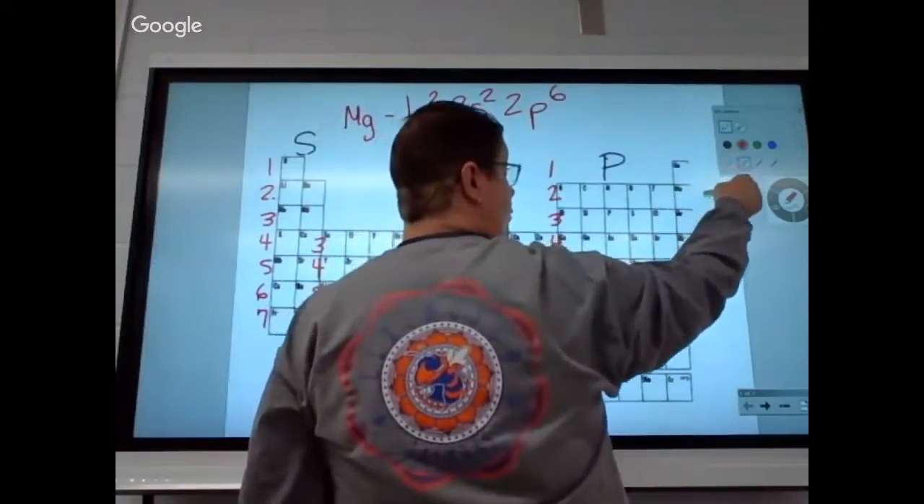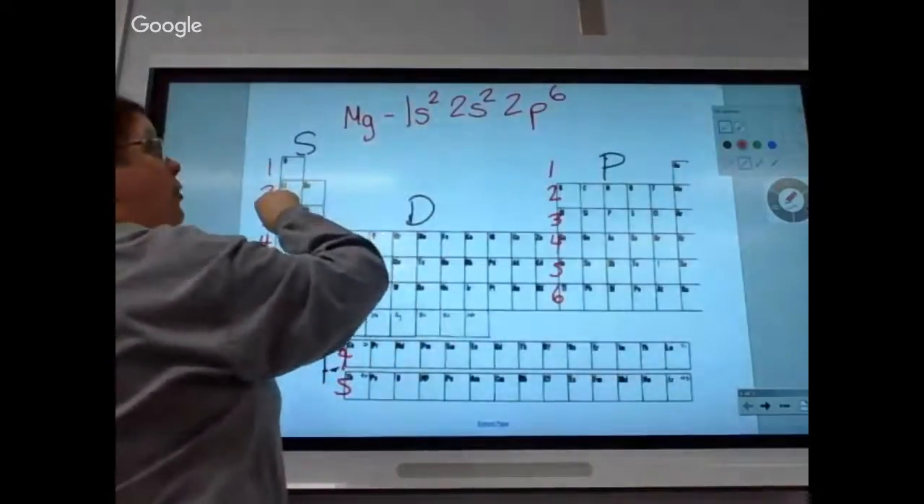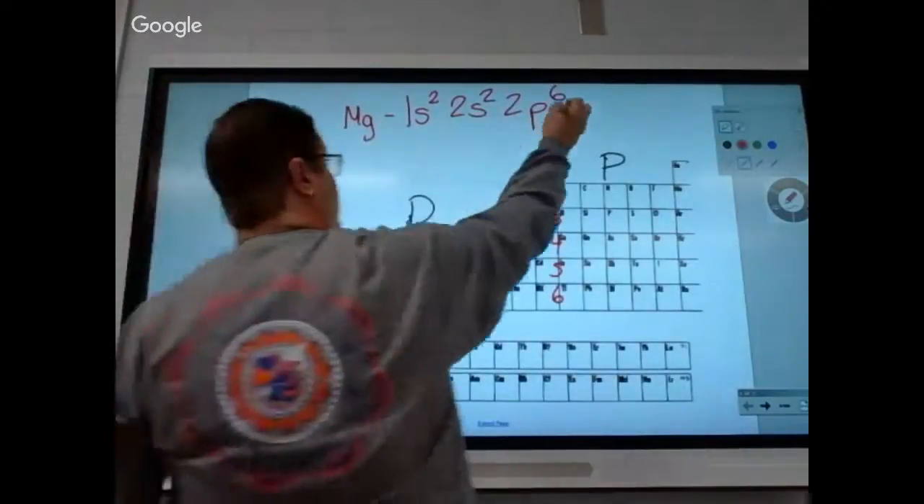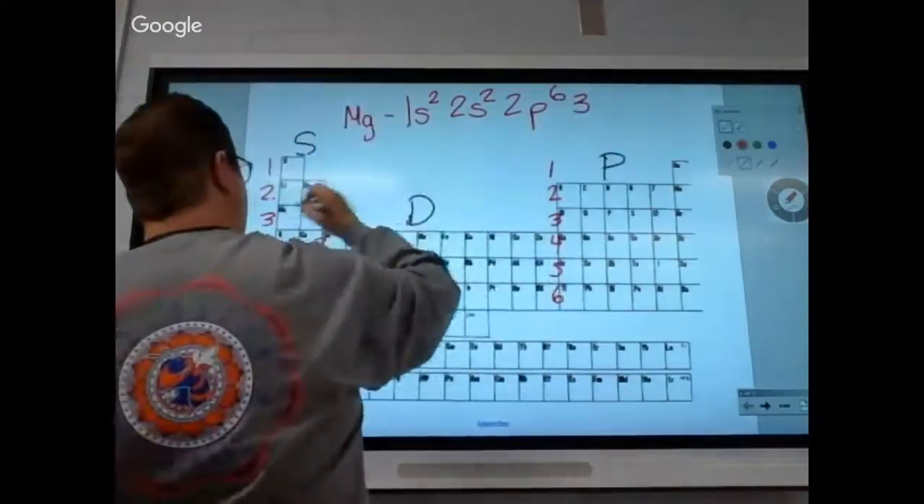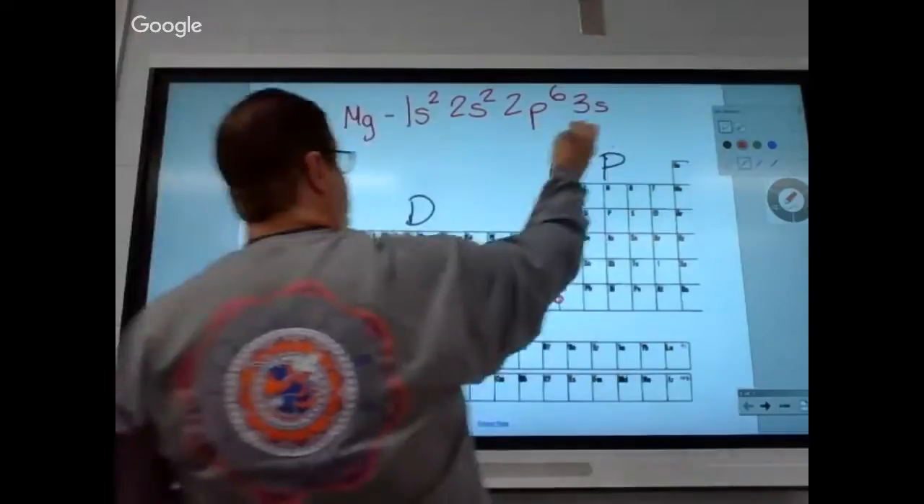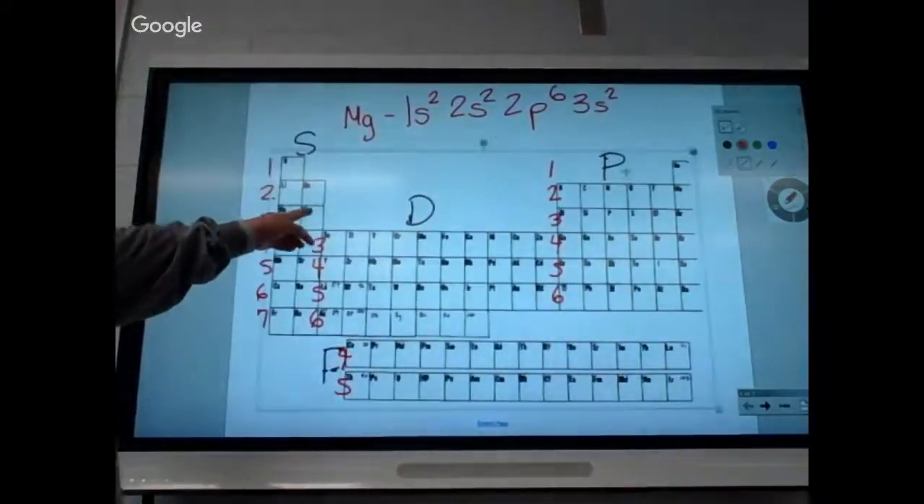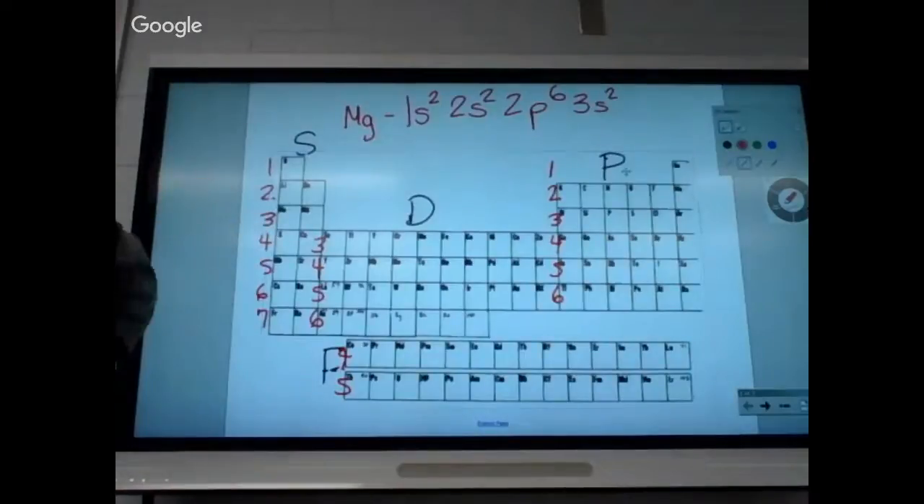Where do I go? Back over here. What number do I have? 3. And then S. And then 2. I write 2 because magnesium is 1, 2. It's the second element. Are you with me?